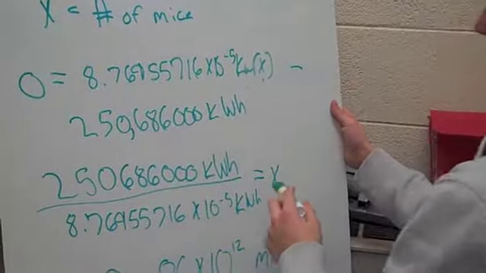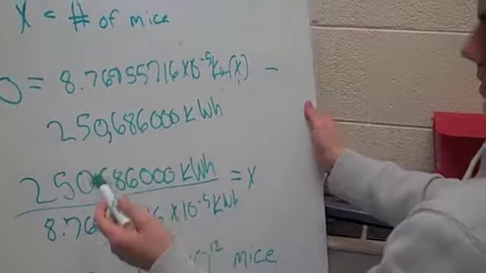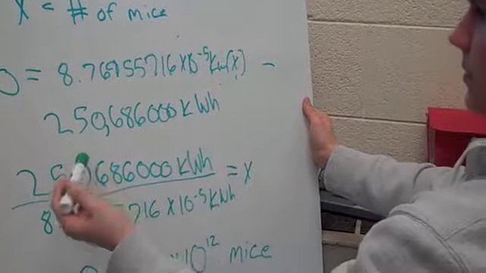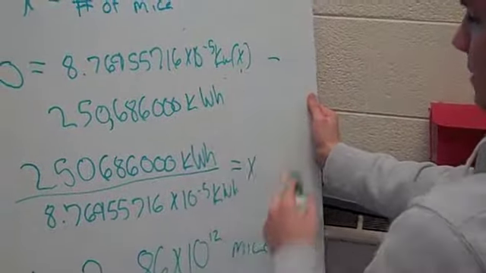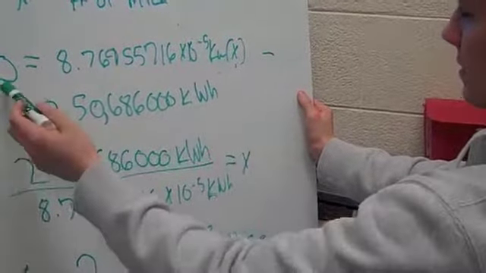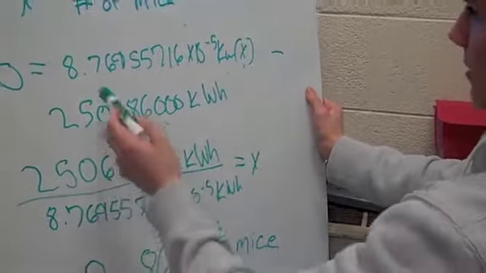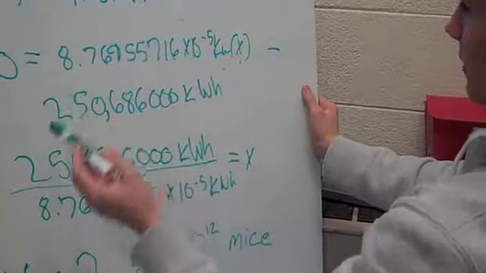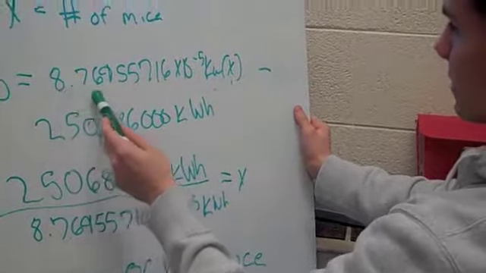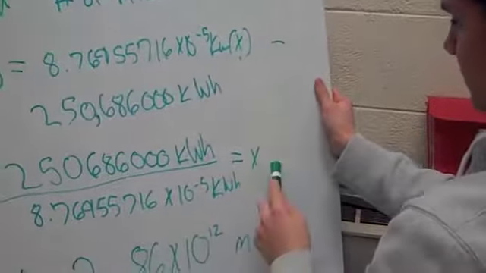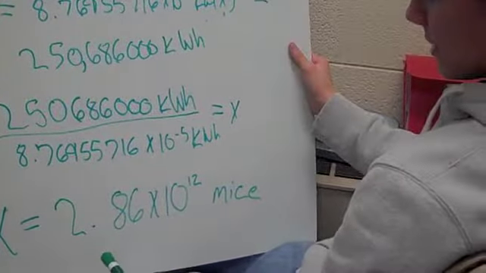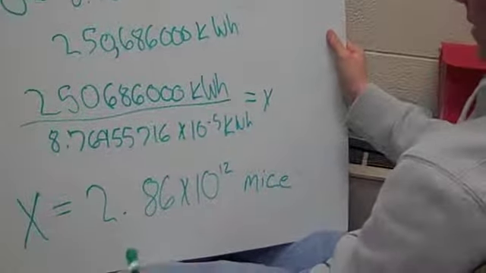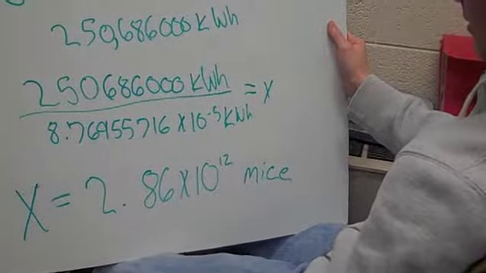We solve for x by subtracting the 250,886,000 kilowatt hours needed for Bloomington to the zero side of the equation, and then we divide by the number of kilowatt hours a mouse generates in a year, and solve for x. We found that the number of mice needed to power Bloomington for 1 year is 2.86 times 10 to the 12th mice.